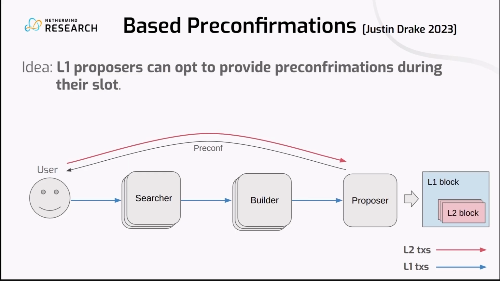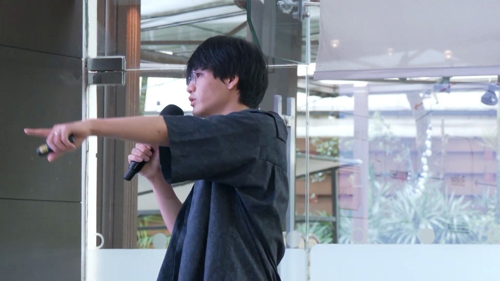And then the proposer will keep on providing pre-confirmations, collecting L2 transactions, and constructing L2 blocks. Eventually, when the slot ends for the proposer, they can force the builder to include these L2 blocks within the L1 block. I'll talk about how this works later. And then finally, the L1 block with these pre-confirmed L2 blocks will be published.